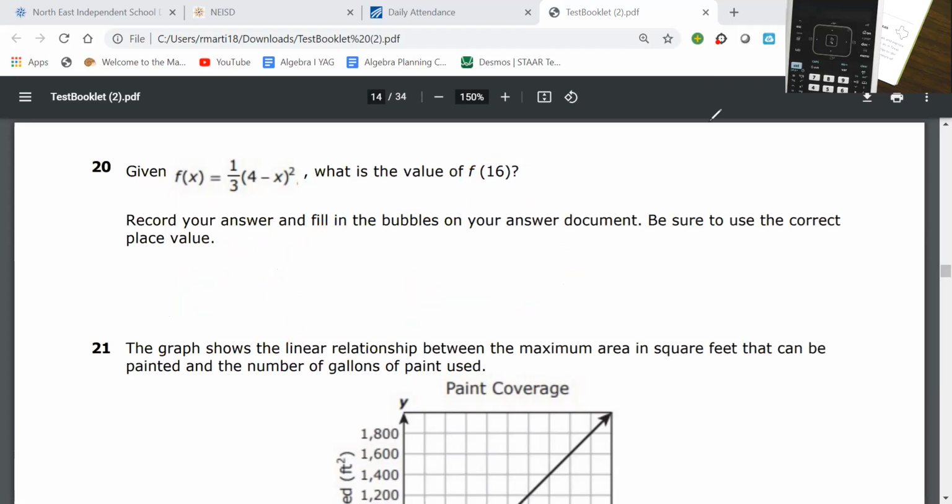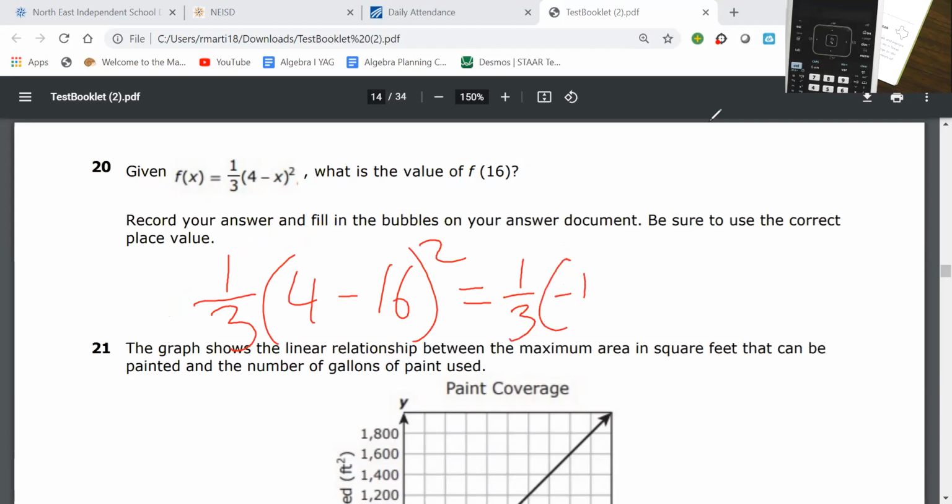Okay, so if I rewrite this and basically say 1/3 (4 minus 16) squared, okay, what's 4 minus 16? It's negative 12. But when I square it, it's negative 12 times negative 12. It becomes positive 144. 1/3 of 144. 1/3 of 144 is 48. The end. Okay.